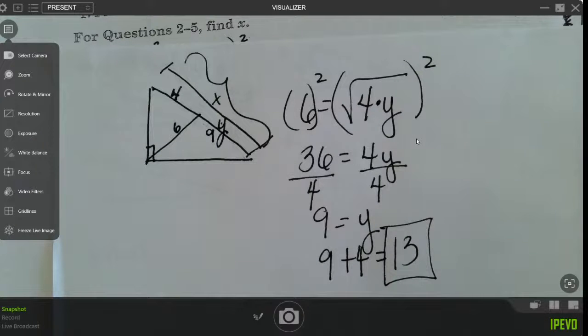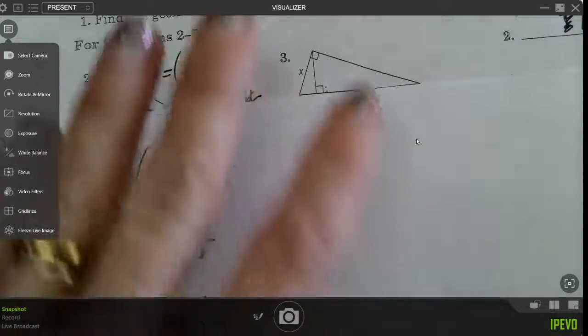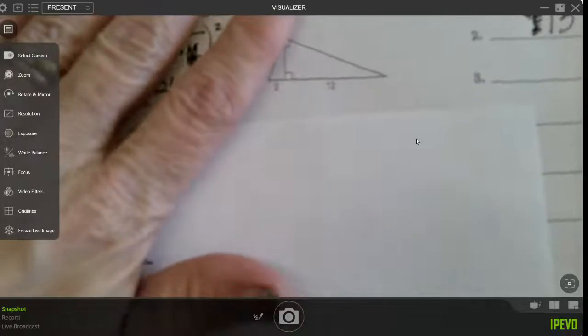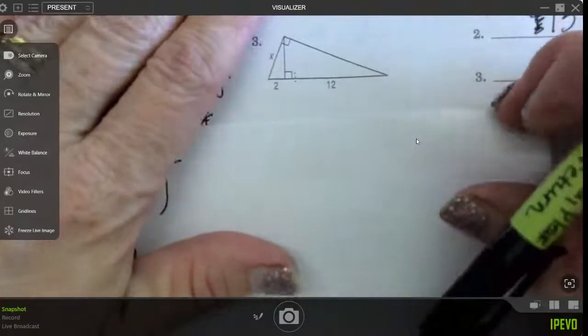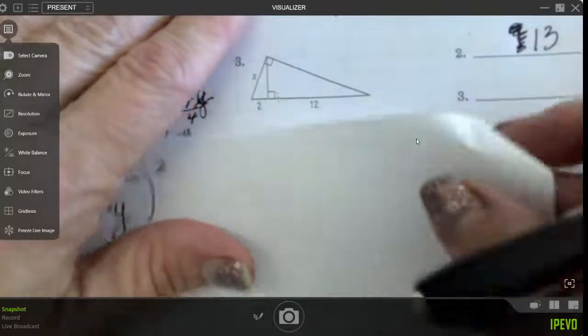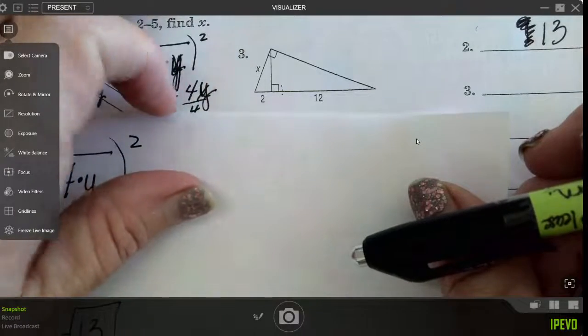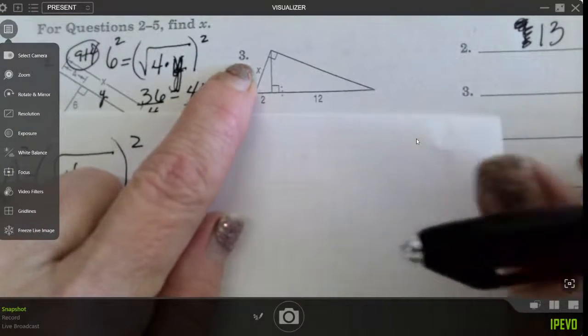Does that make sense? Okay. So it's exactly what we did. I just forgot that was not the whole piece. It was just that part over there. You good? Okay. So let's look at 3. So on number 3, they give us this. I'm going to move this over a little bit. So they give us this little diagram right here. And this time, they're asking us for this side over here.